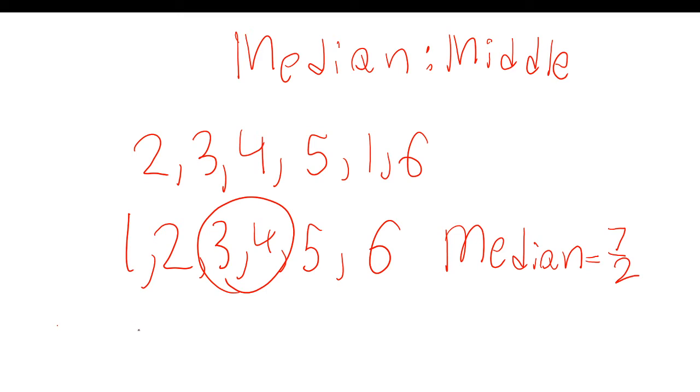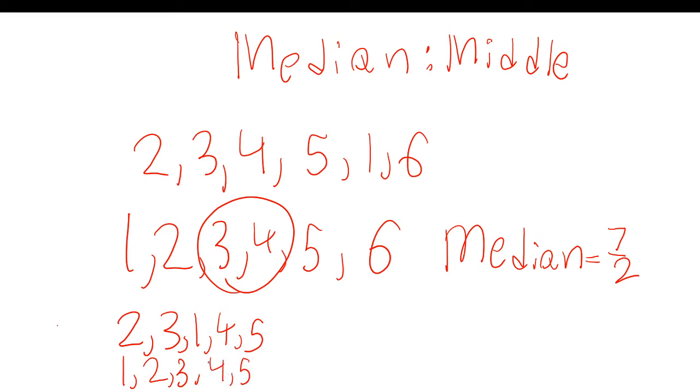Now, if we have something a little bit simpler, 2, 3, 1, 4, 5, arrange from least to greatest and find the middle value. Here we have an equal number of values on both sides, so the median of this list is just 3. So that's the median.